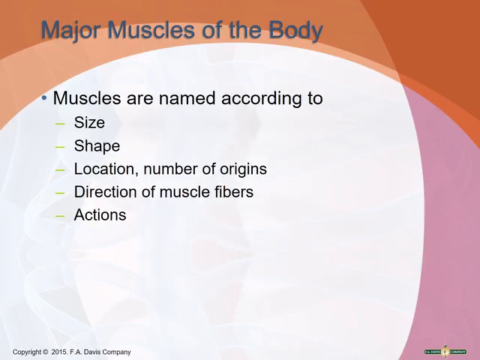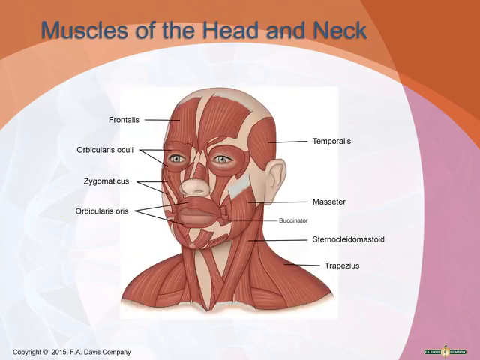Major muscles of the body. I know this is what you've been waiting for. Muscles are named several different ways: by size, by shape, by location and number of origins, by the direction of the fibers, and then by the actions that the muscle does. Remember, the body has more than 600 muscles. And don't panic, I'm not going to make you learn the names of all 600 of them. But I am going to tell you in the next few slides which ones I do know.